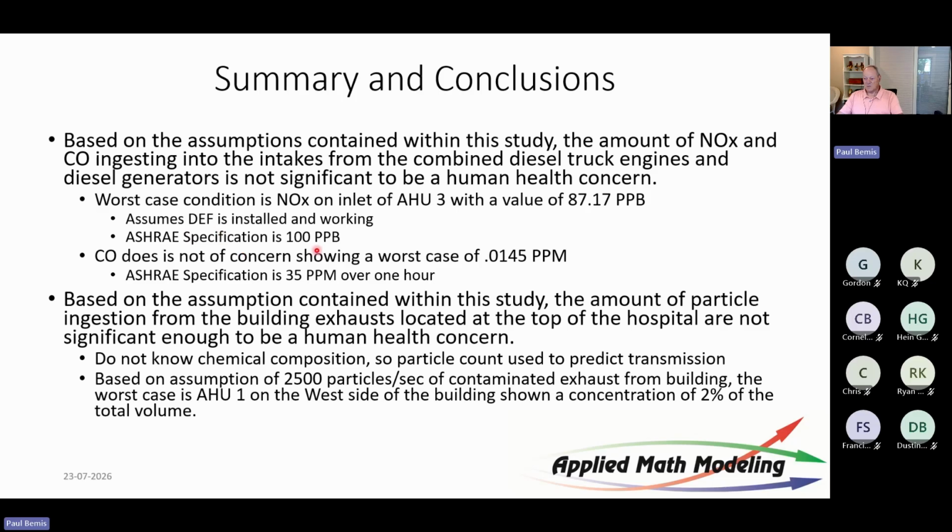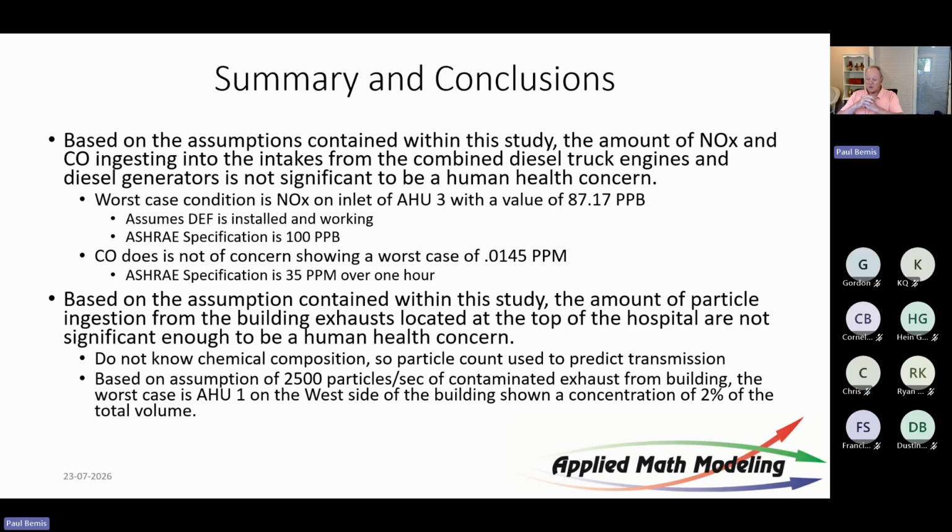The specification is 100. The carbon monoxide is worst case 0.0145 parts per million, well below the 35 parts per million requirement from ASHRAE. So based on that assumption, the amount of particle ingested for the buildings is not significant enough to cause any kind of human issues, human health concerns.